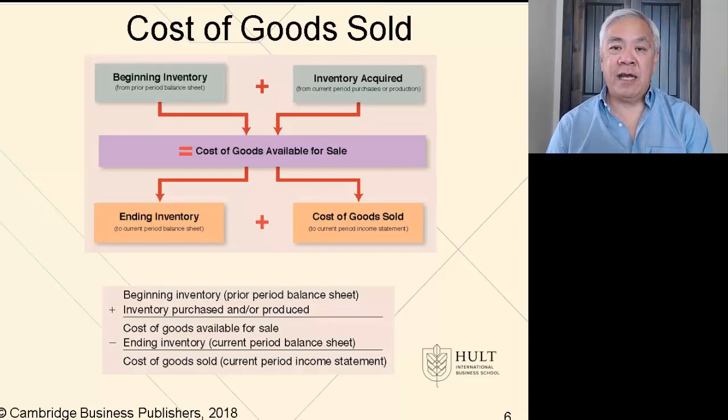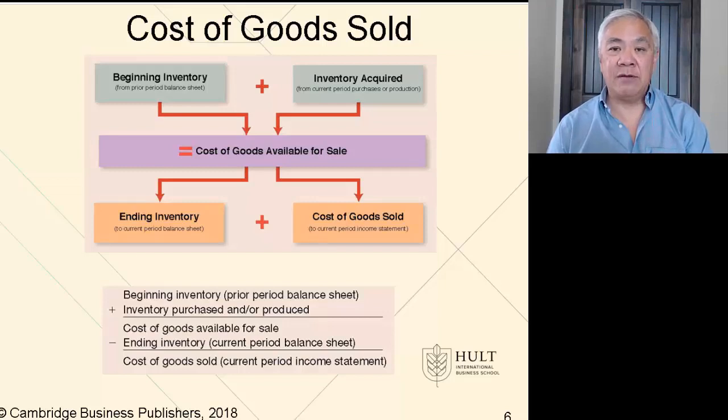When I think of something like inventory, I think of a showroom with shelves. Let's use that analogy and go through these steps. On the very top, we have beginning inventory. So we start the year, we have some inventory sitting on the shelves. Then we add inventory. We buy more things for sale from, say, our suppliers.